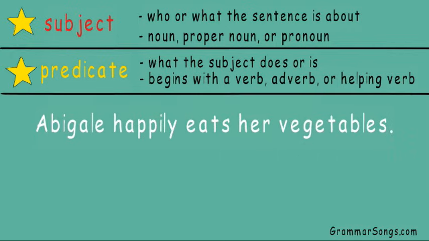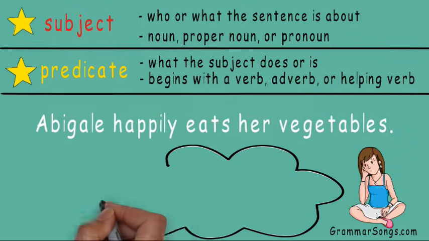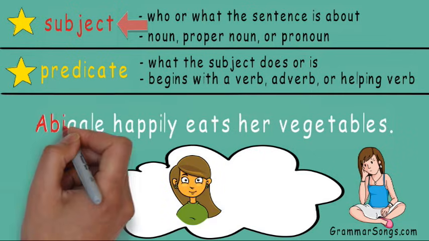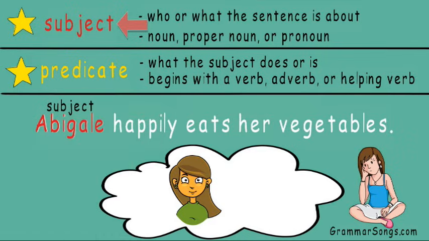Abigail happily eats her vegetables. First, let's find our subject. Who or what is this sentence about? Well, when I read this sentence, I get a picture in my head of Abigail. Abigail is my subject. Abigail is a proper noun.